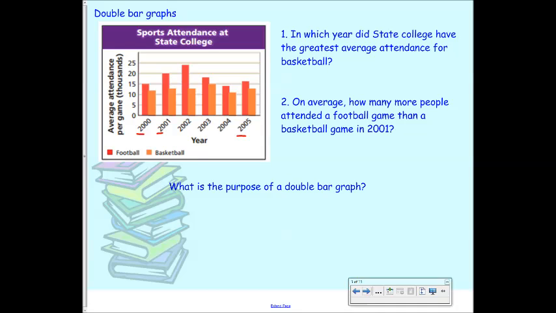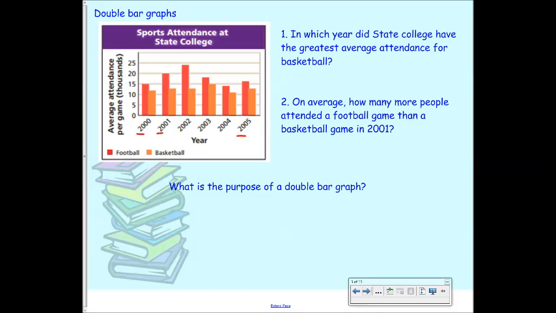Why? What's the point of a double bar graph? It can compare two things. Would this compare two things better than if I had two separate graphs for each of them? Yes. I agree with you. I think it's easier if I look at this as a double bar graph than if I had one football and one basketball, but what makes it easier? Because they're right by each other.